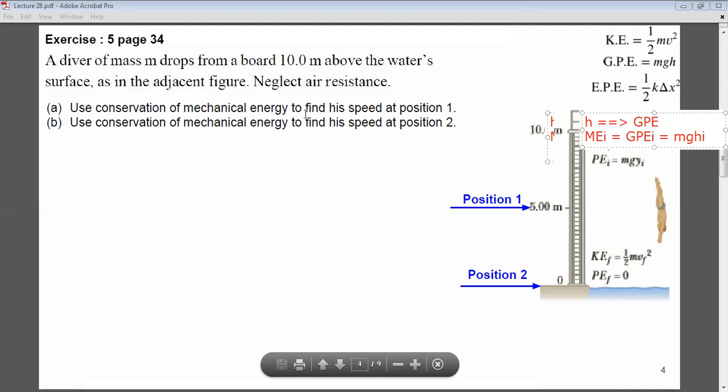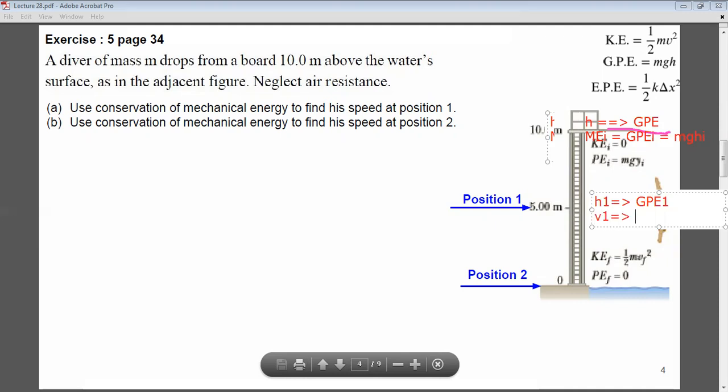Now we want to find the speed at position 1. So we come at position 1. What do we have at position 1? He has some altitude, let's call it h1. It is 5 meters, implies there is a GPE, let's call it GPE 1. And he has some speed because he's still moving. So let's say it is V1, implies he has kinetic energy 1. So mechanical energy at position 1 is equal to GPE 1 plus kinetic energy 1.